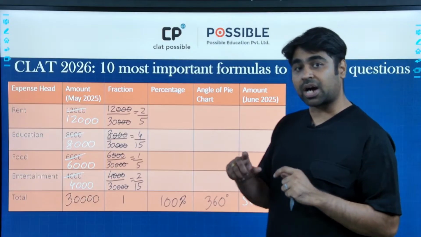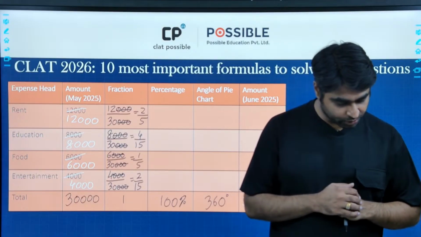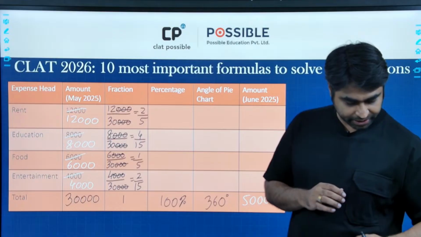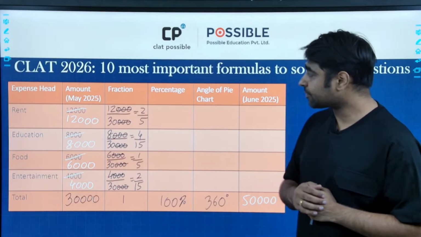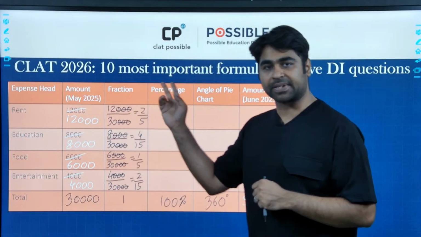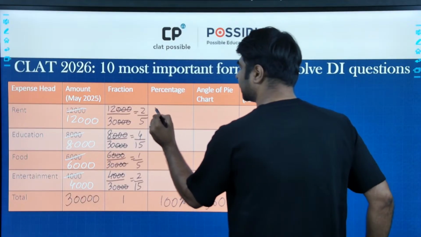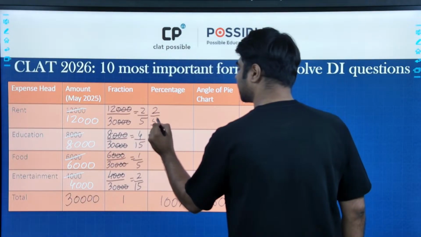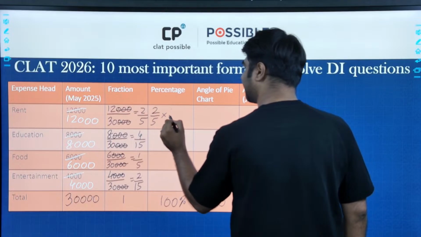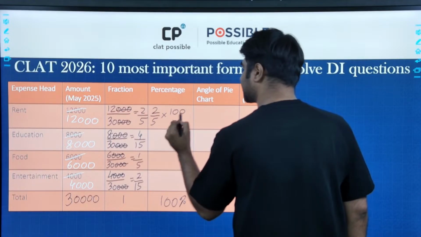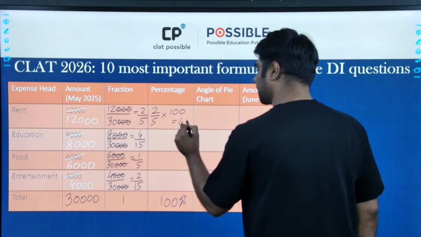Now remember, how did I teach you how to convert a fraction into a percentage? If you are hearing me right, give me the answer here. What is the relationship between a fraction and a percentage? Quickly, guys. Okay. Yes, a fraction value when multiplied by 100 will become the percentage value. So that will become 40%.